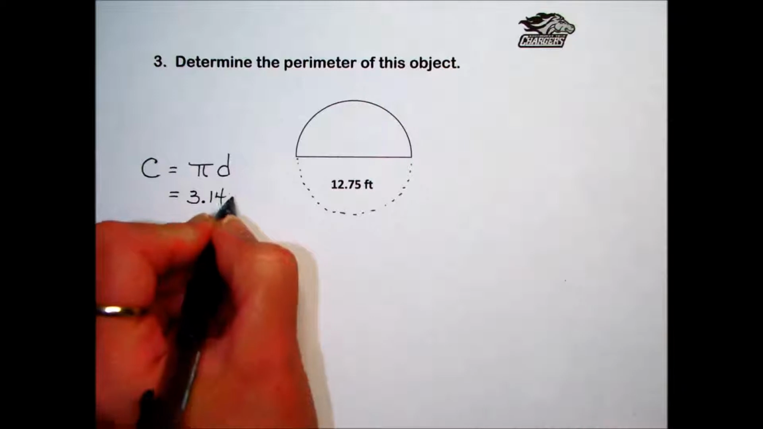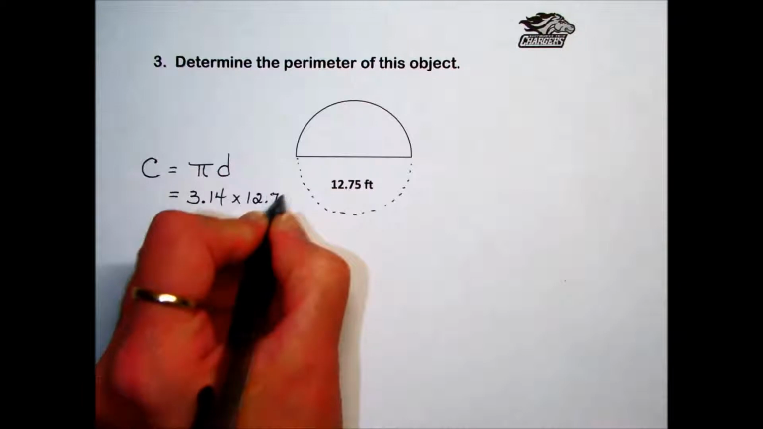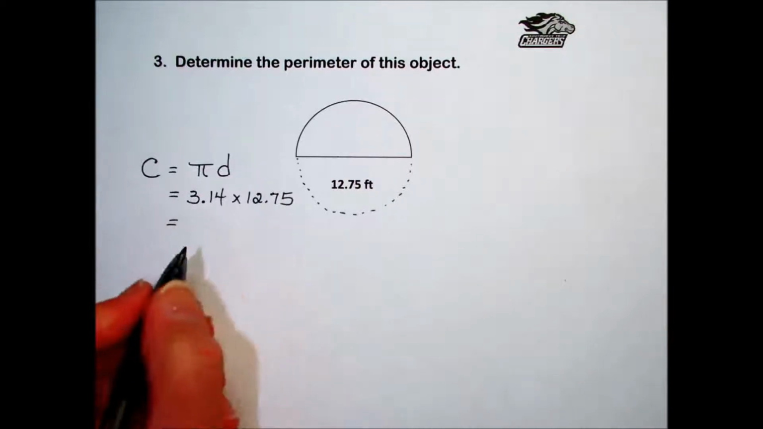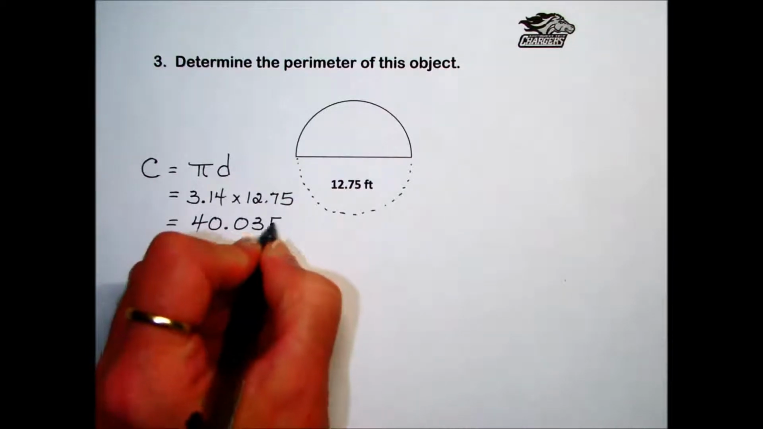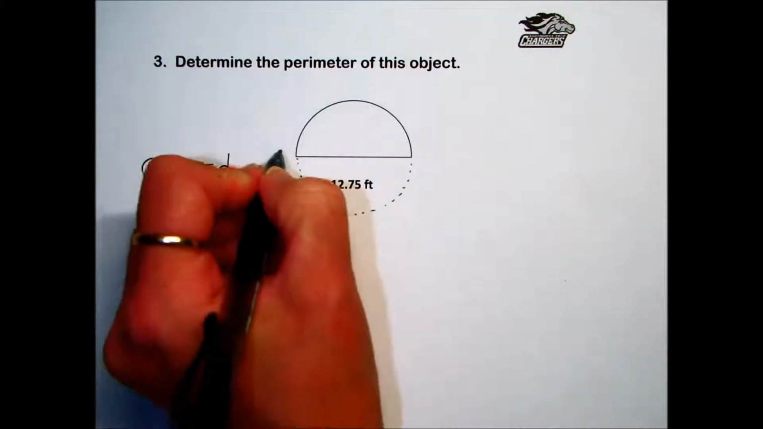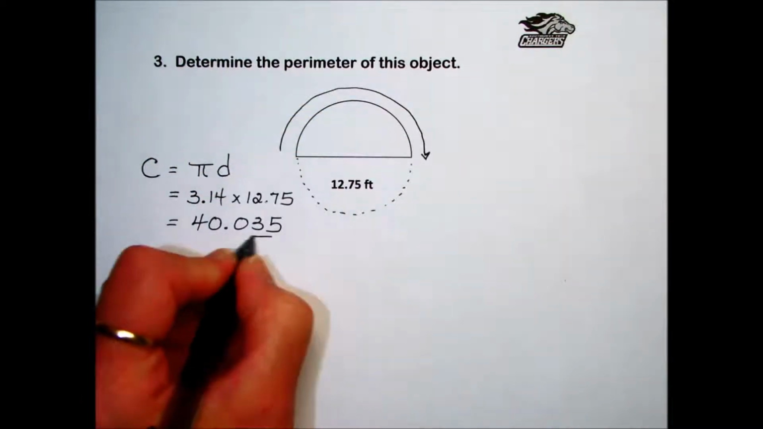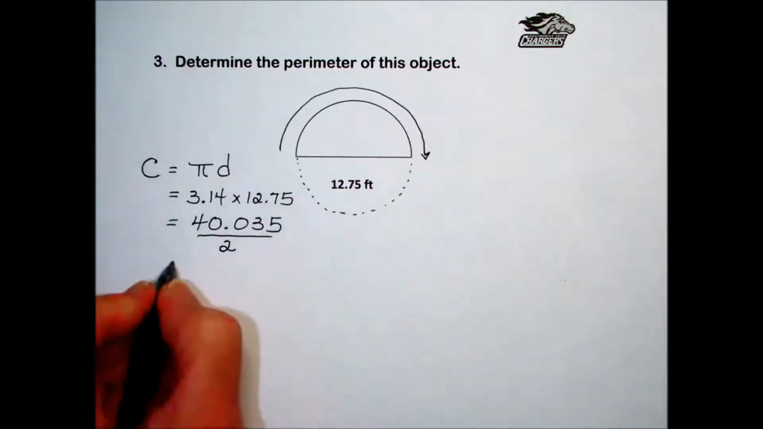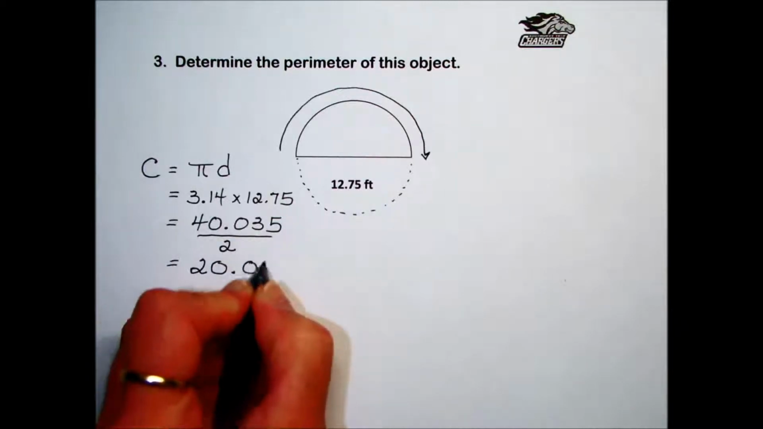We'll multiply it by the diameter given of 12.75, giving us a circumference of an entire circle with this size diameter of 40.035. However, we only want the semicircle, or half of this distance around, so we'll divide that value by 2, resulting in a measurement of 20.0175.